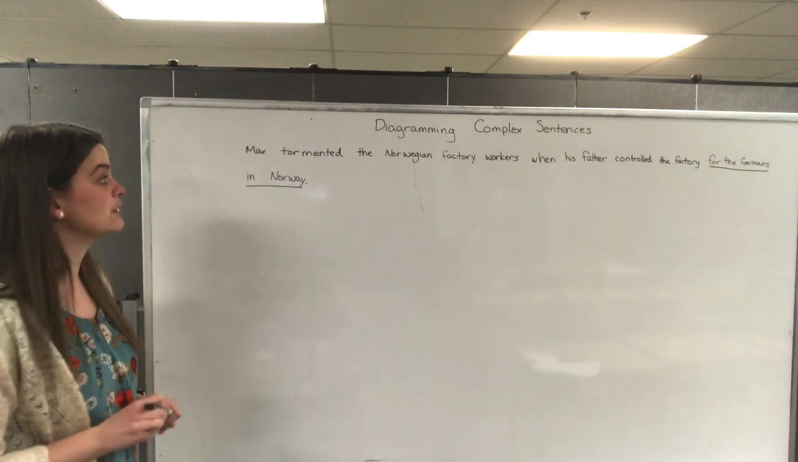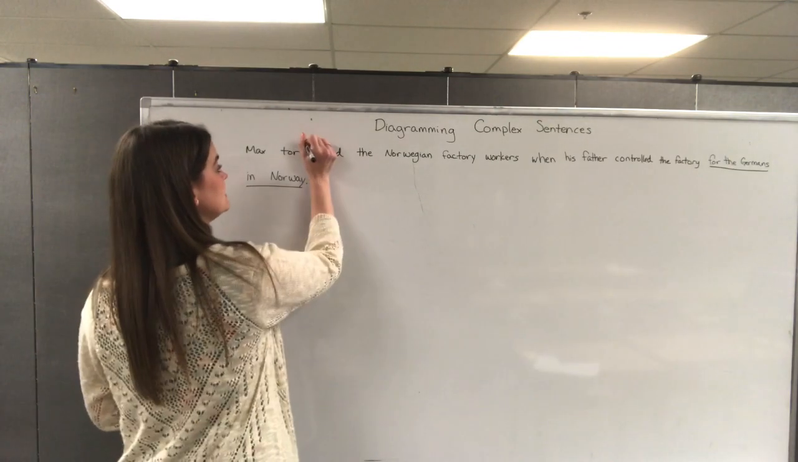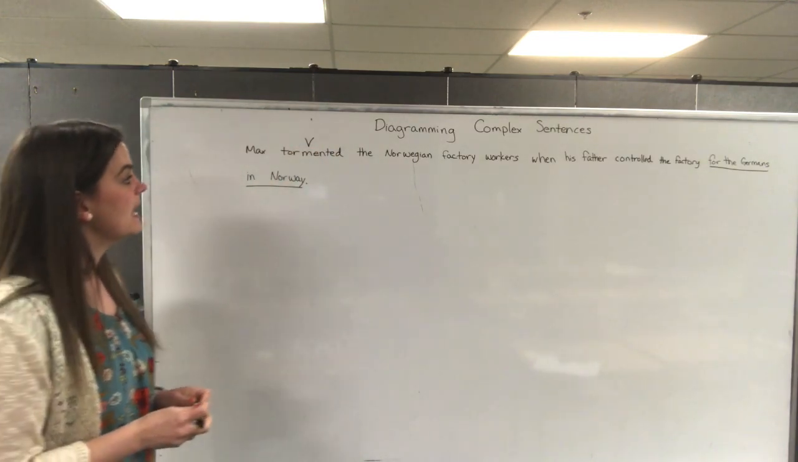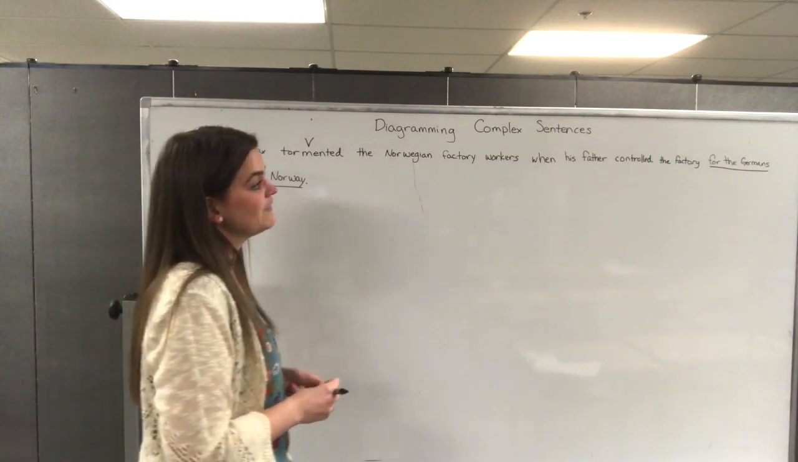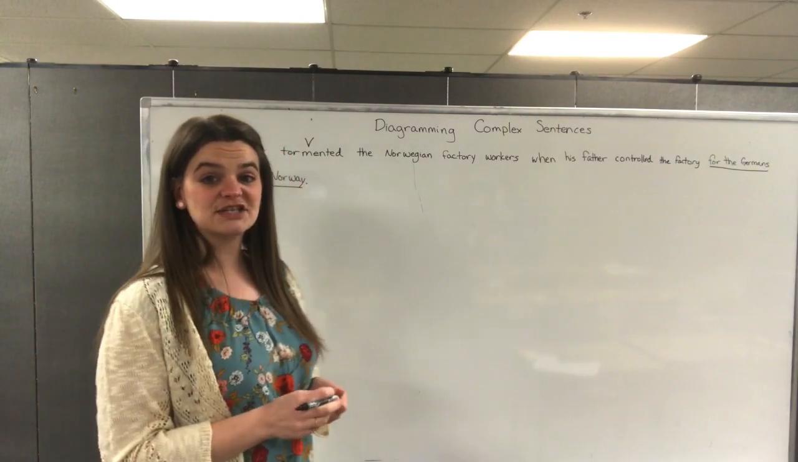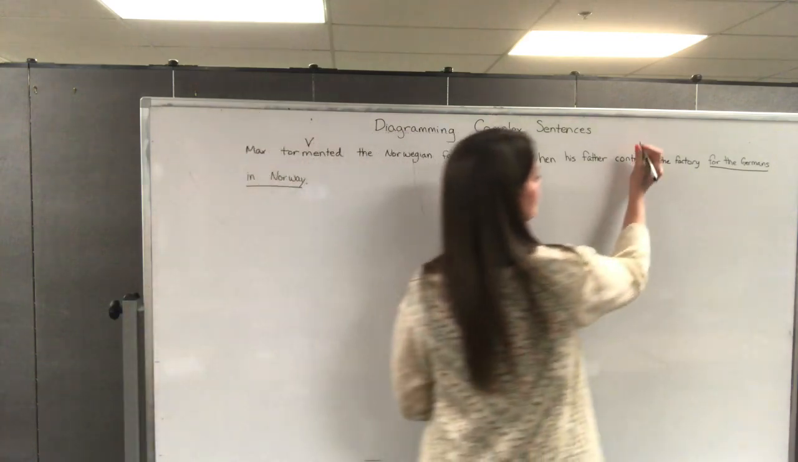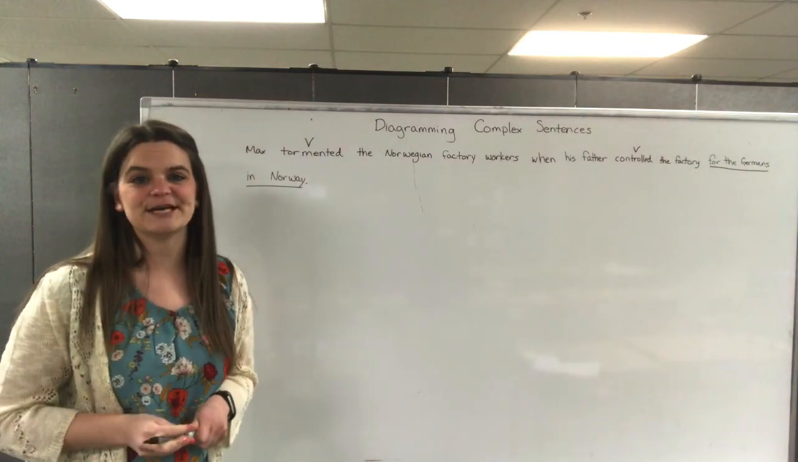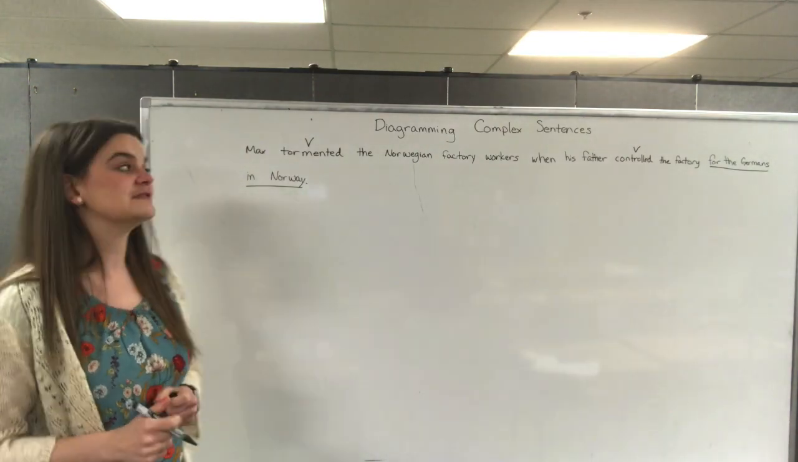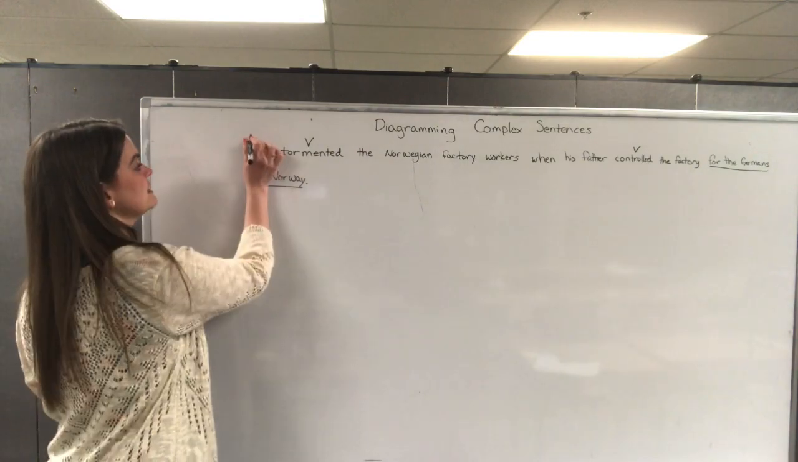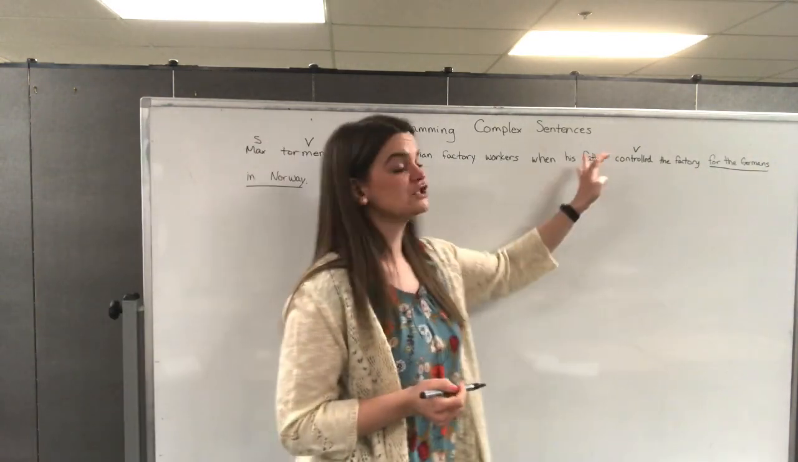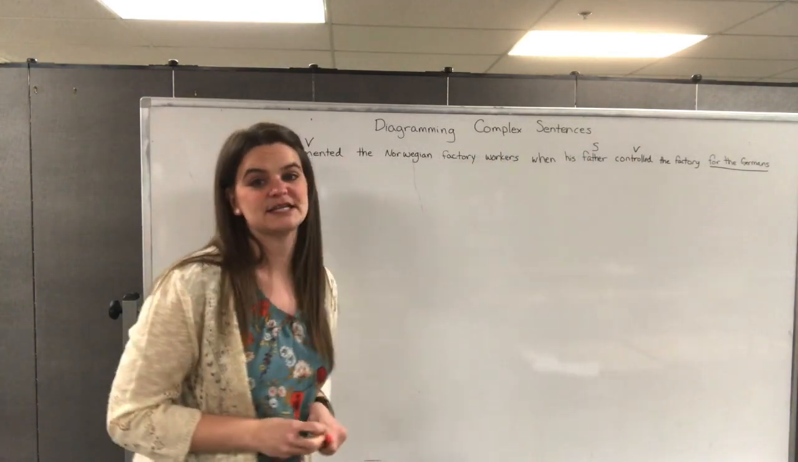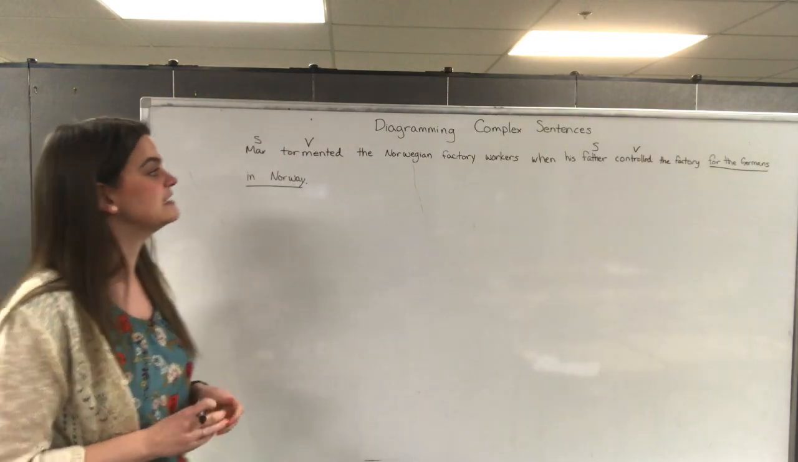Now we're going to look for verbs. Max tormented. Tormented is an action verb, and so he is doing something, so it's an action. The Norwegian factory workers, when his father controlled, controlled again is an action verb. He is doing something. So controlled the factory for the Germans in Norway. Just two verbs here. Now let's find the subjects that go with those verbs. Who tormented? Max tormented. Subject. Who controlled? Father controlled. Subject. We have no compound subjects or compound verbs in this sentence.